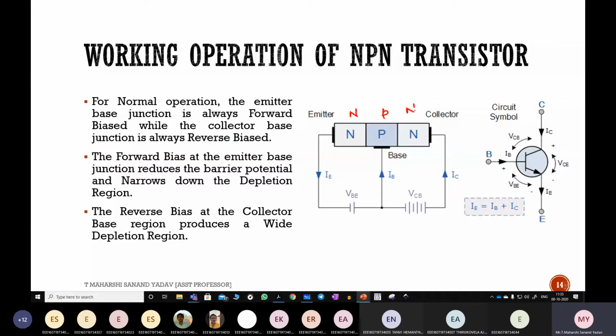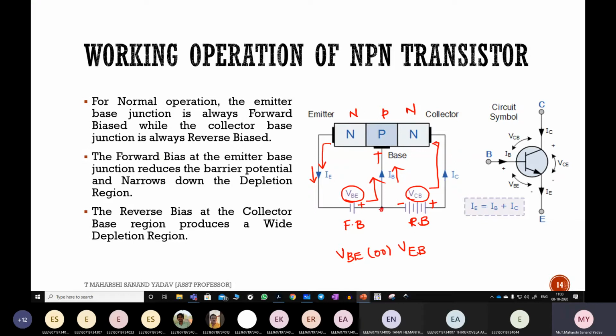This is N, P and N, forward biased and reverse biased. Can anyone tell me why I took VBE and not VEB? Because positive is connected to the base terminal. Correct. Next, VCB? As positive is connected to the collector. So these notations are very important. From positive to negative, the direction of current is something like this. It enters here and leaves from here, so this is the direction of emitter current. Here this is base, this is collector.